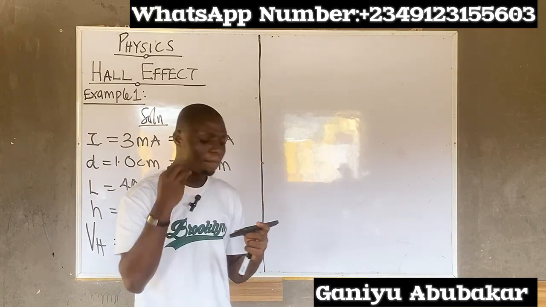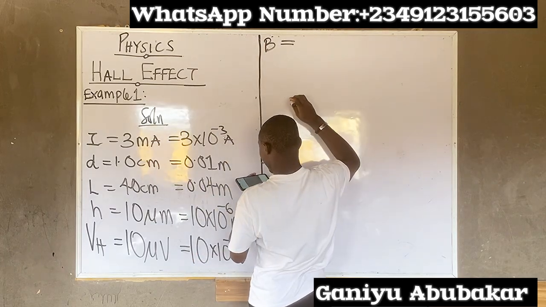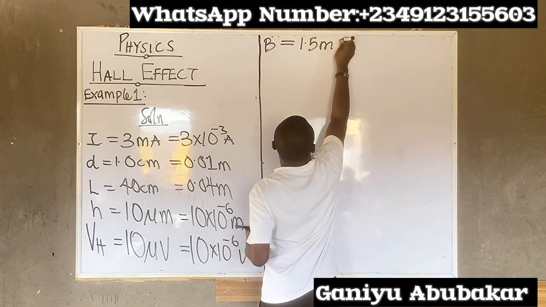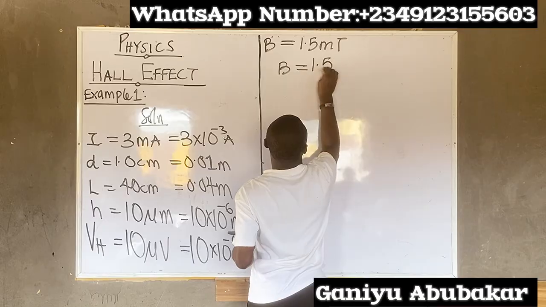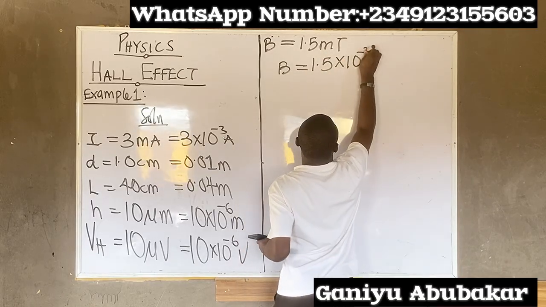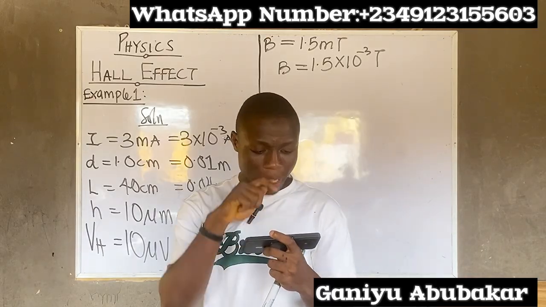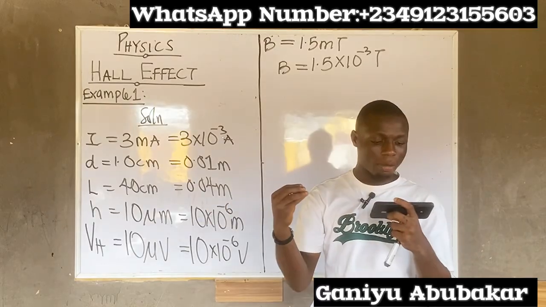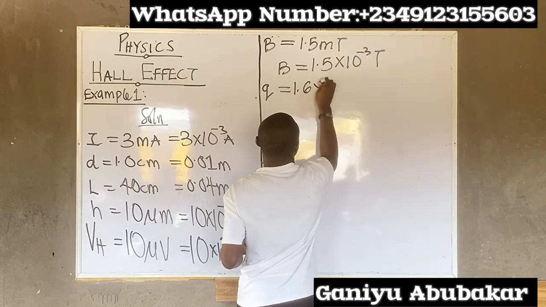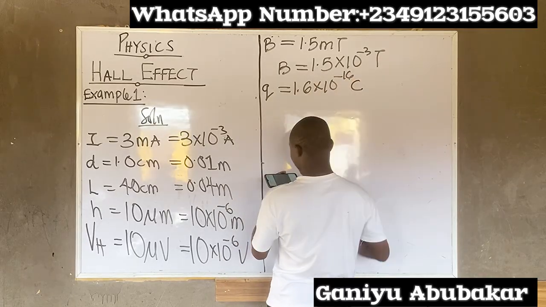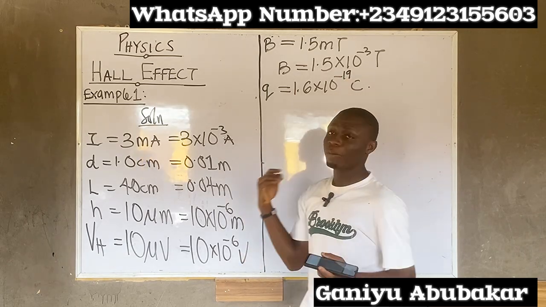I'm also given the magnetic field, that's B. So B is given to be equal to 1.5 mT, and 1.5 mT means 1.5 times 10 to the power minus 3 T. So I have this as mine. Similarly, we know that q is a constant, that's 1.6 times 10 to the power minus 19 coulomb. All right, so I have these parameters given.